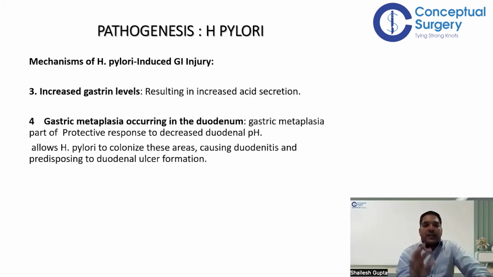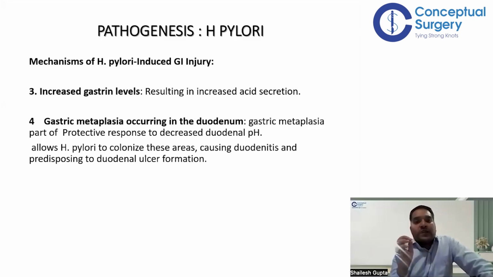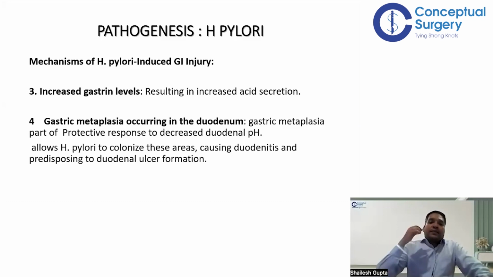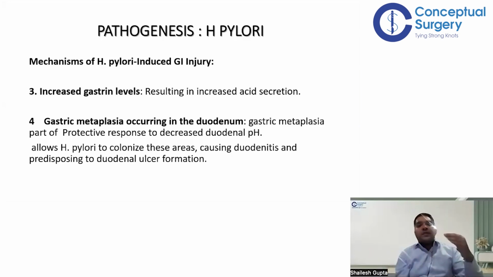So point number 3, it also leads to increased gastrin level. Gastrin leads to increased acid level. Number 4 mechanism is in the duodenum. Because of the increased acid level, there is a gastric metaplasia. This is basically a way of the duodenum to protect itself from the increased acid. So the duodenum basically एक adaptive gastric metaplasia cause करेगा. Because of the gastric metaplasia, H. pylori will colonize, and this will lead to duodenitis, and this will lead to predisposition to duodenal ulcer formation.